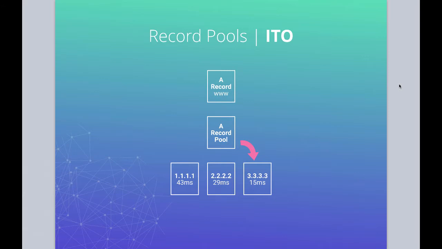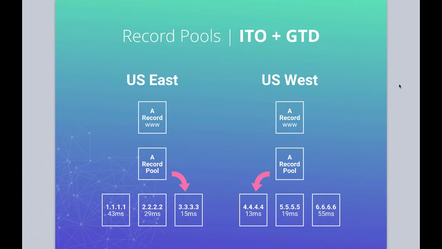But yeah, so it's really great for reducing load times, and it just gives your users a better experience overall. So you can actually combine ITO pools with the Global Traffic Director, which is a regional load balancing service. And so GTD divides the world up into 5 different regions: US West, US East, Europe, Asia Pac, and Oceania. And so what that means is for each of these regions, you'll have records that are unique just to that region.